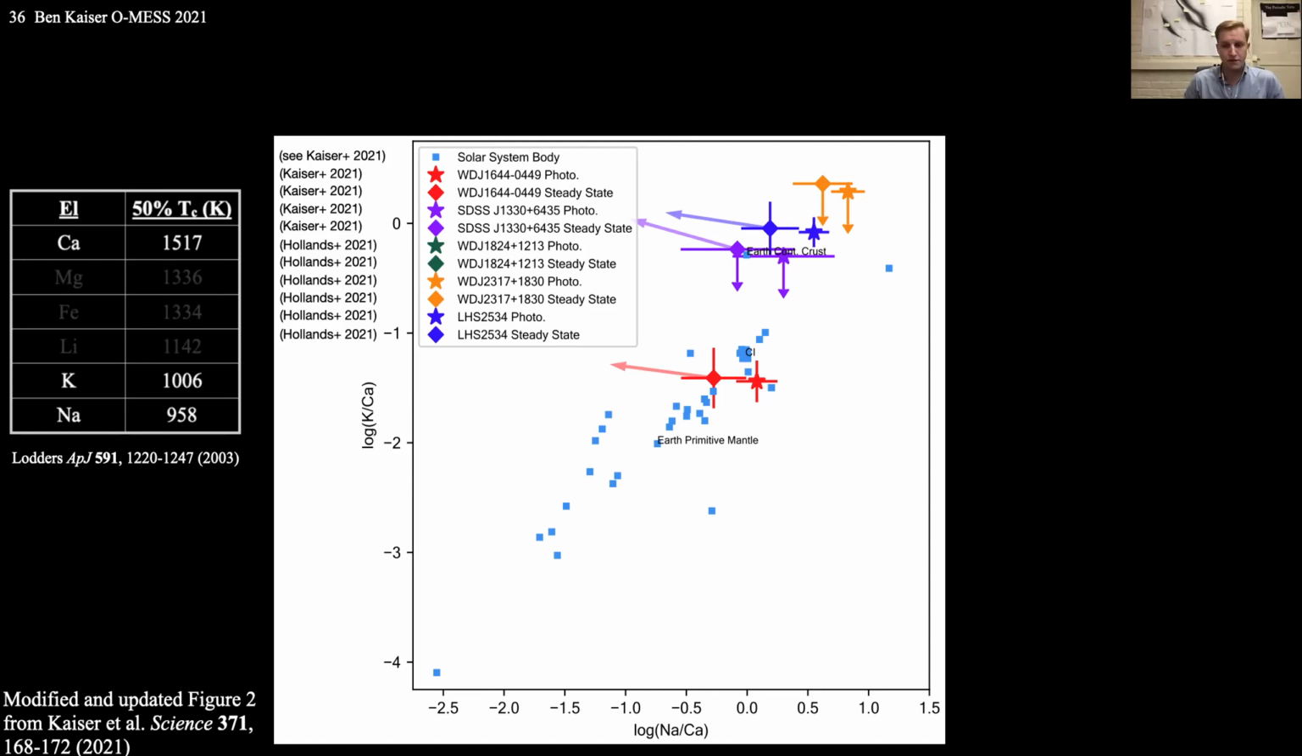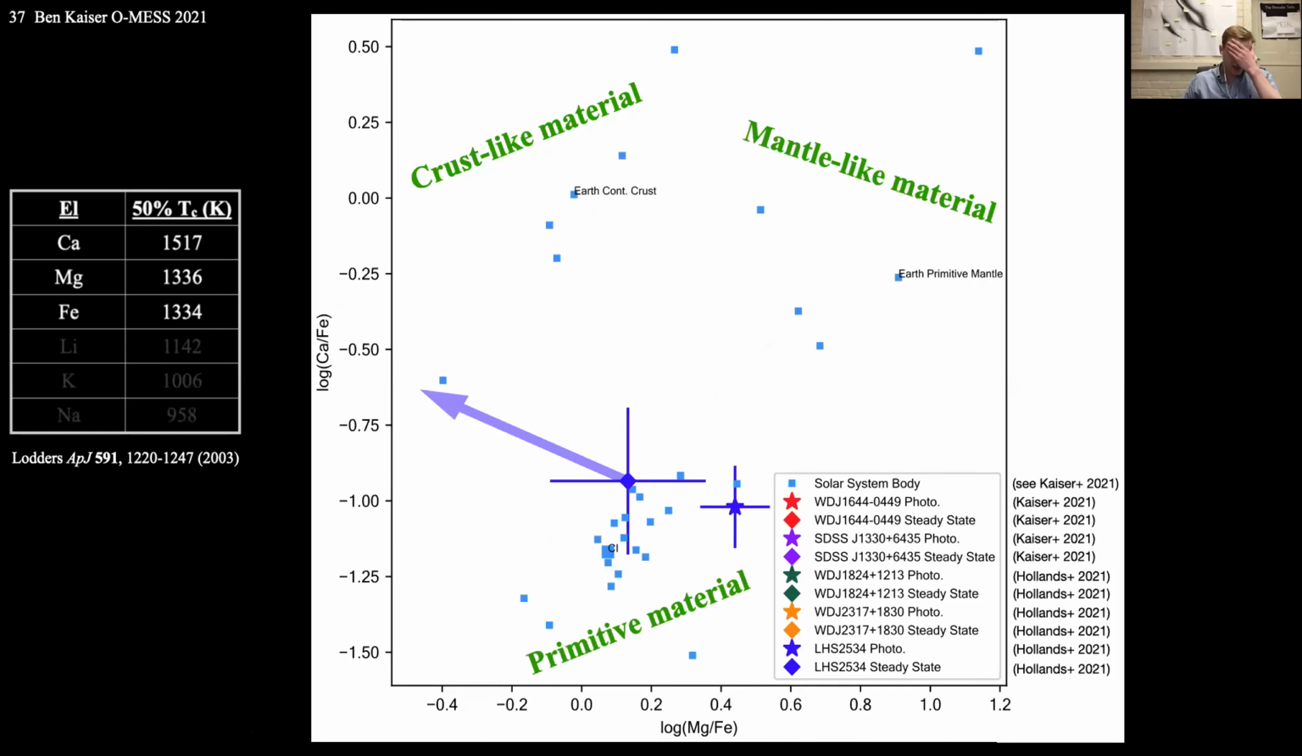LHS 2534, blue, is up around continental crust, though. So maybe it could be continental crust based on just these abundances. But if we look at that same star, LHS 2534 blue, in calcium, iron, magnesium space, we see the inverse situation. It is nowhere near continental crust. It is, in fact, down among the primitive material, like CI chondrites. So this is certainly strange.